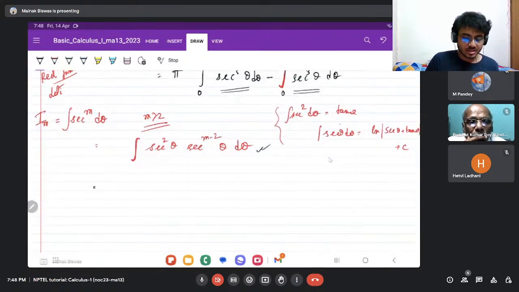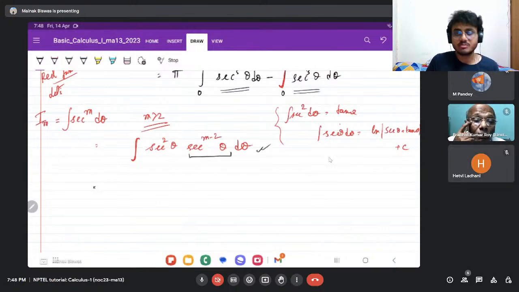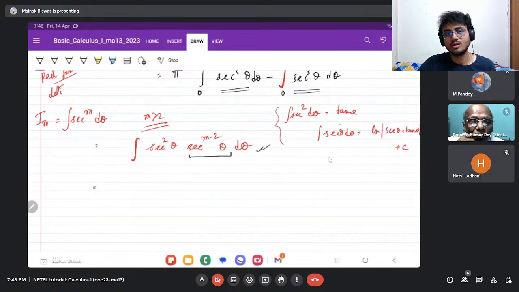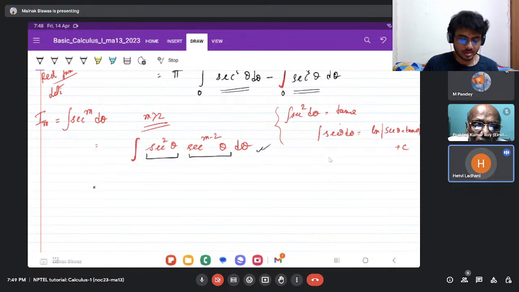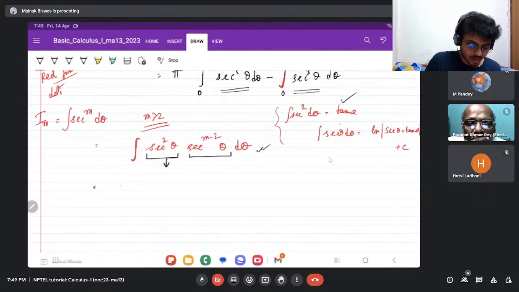So let's see. You are all integration by parts experts. You told me last day and helped me a lot. Tell me which one will I integrate and which one will I differentiate? I've already given you the hint of breaking it up. Sir, we will integrate sec square theta and differentiate sec to the power m minus 2 theta. So this is integrable, and this becomes tan theta, right? Tan theta sec to the power m minus 2 theta.